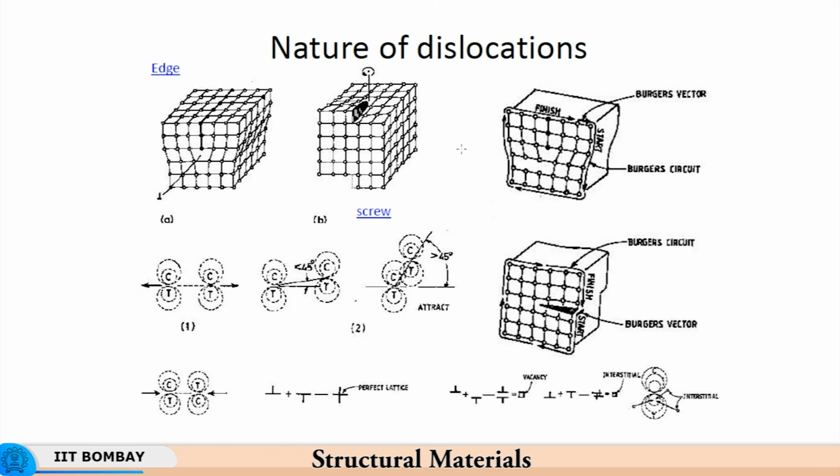But now, if these two dislocations are not on the same plane, but they are on parallel planes, let us say these two are on parallel planes, then what happens? Yes, they will attract, but when they come together, what will be left behind will be a vacancy, a point defect.